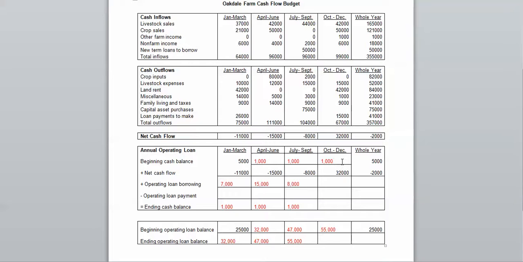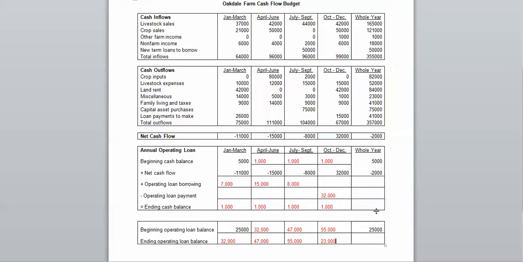Okay, good news, in the fourth quarter we have a positive $32,000 net cash flow. That's great. So we have a $33,000 cash available for borrowing. We can take $32,000 of the $33,000 to pay off debt. That would still leave us with $1,000. We began that quarter with a $55,000 debt. We just paid off $32,000 of it. That leaves us with a debt of $23,000. And that's basically it.